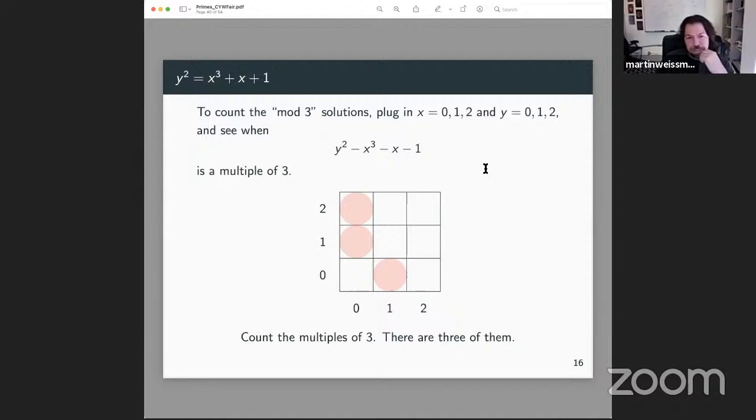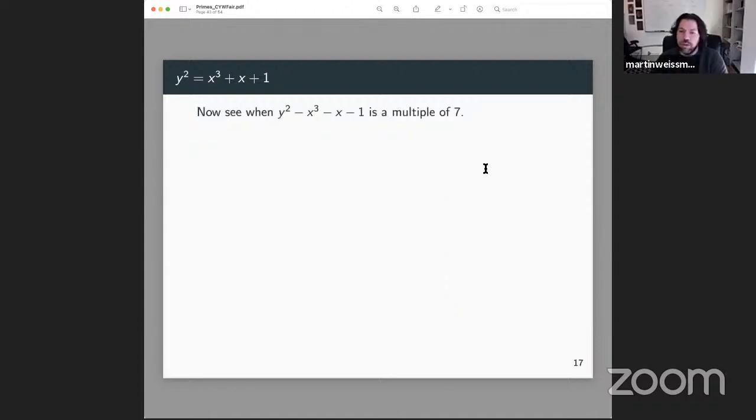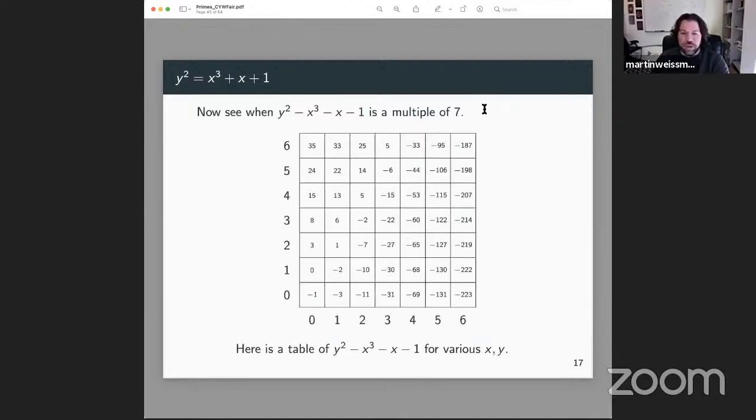Those are the steps for it. I'll do it one more time for 7, just to make it clear. So now when I do things mod 7, what I do is I plug in the numbers from 0 through 6 into this formula right here. I make this big table, and then I look for multiples of 7, like 14 is a multiple of 7.